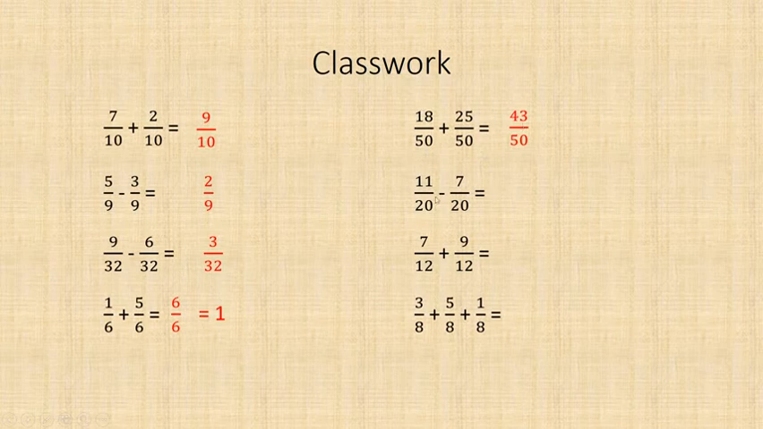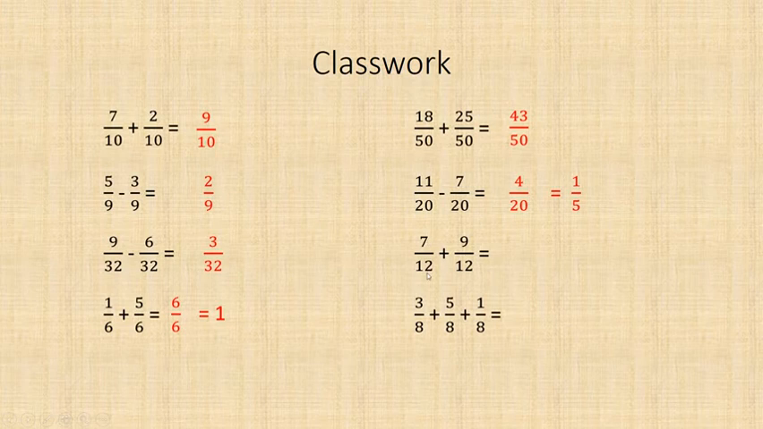11 over 20 minus 7 over 20, the same denominators again, and I have to take care of the sign, guys. It's minus, so 11 minus 7 equals 4 over 20. I have to simplify. I can see here that these two numbers, 4 and 20, are divisible by 4. So I can divide them both by 4, which is going to be 1 over 5.